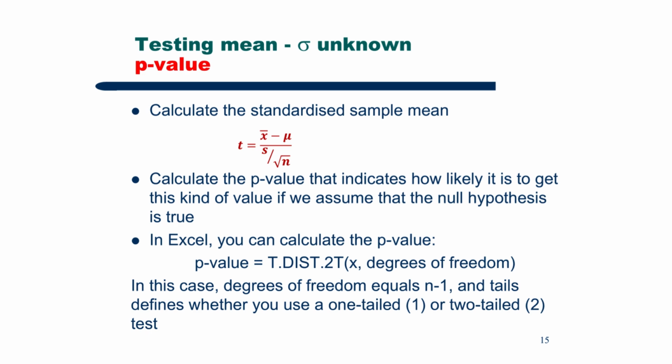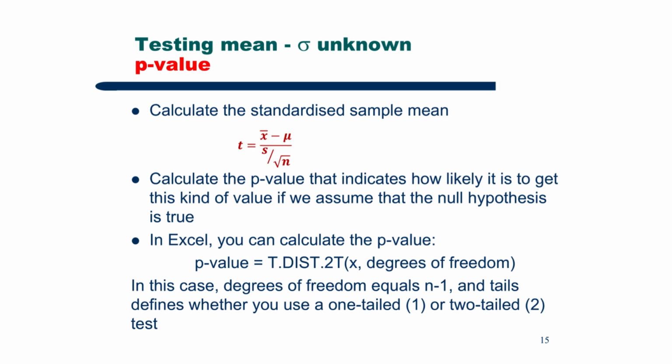Testing mean, alpha unknown. Calculation of p-value. Step 1. Calculate the standardized sample mean. The formula for calculating the t-score is t equals sample mean minus population mean divided by sample standard deviation divided by the square root of the sample size. Step 2. Calculate the p-value. The p-value tells us how likely it is to get this kind of result under the assumption that the null hypothesis is true.